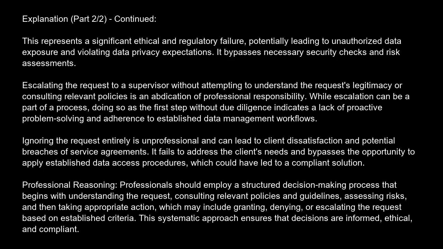Professional reasoning. Professionals should employ a structured decision-making process that begins with understanding the request, consulting relevant policies and guidelines, assessing risks, and then taking appropriate action, which may include granting, denying, or escalating the request based on established criteria. This systematic approach ensures that decisions are informed, ethical, and compliant.